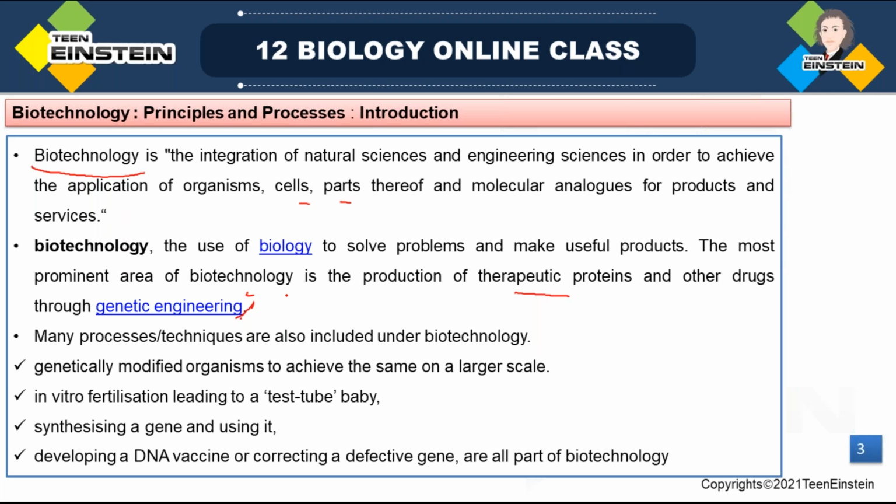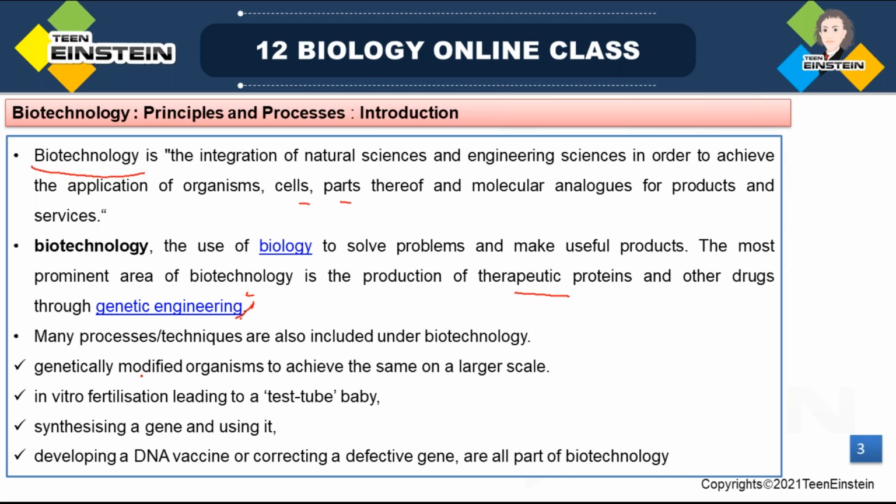Then different applications in agricultural sciences also, for high production and for disease resistance. All those applications come under biotechnology. So many processes and techniques come under this biotechnology, like genetically modified organisms.